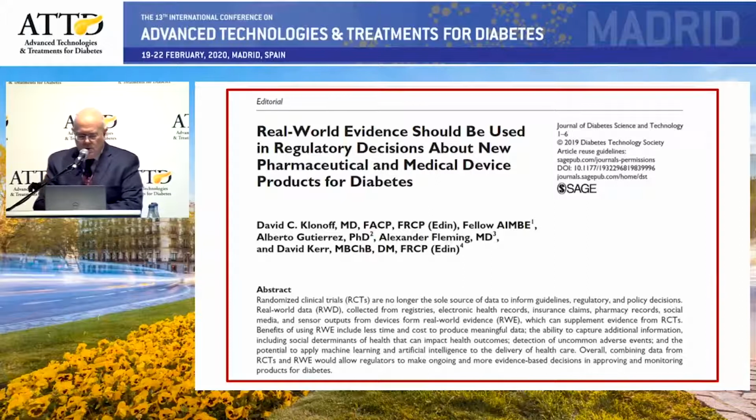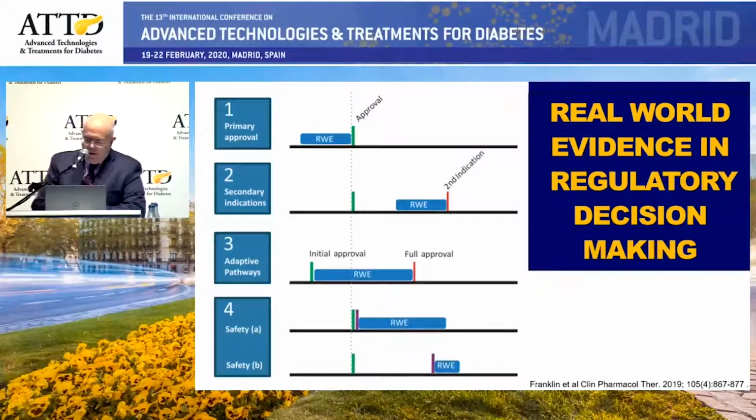I wrote this editorial last year with Alberto Gutierrez, Zan Fleming, and David Kerr about how real-world evidence should be used in regulatory decisions. And a team at Harvard picked up on this type of approach and wrote up 5 situations where real-world evidence can be used by the FDA.